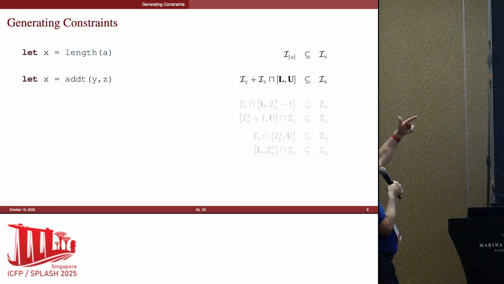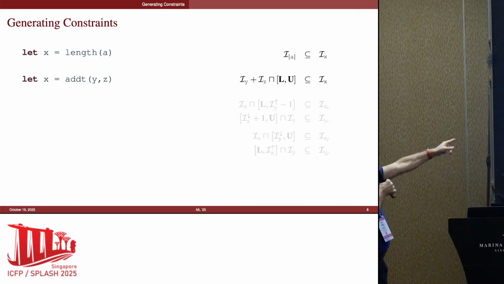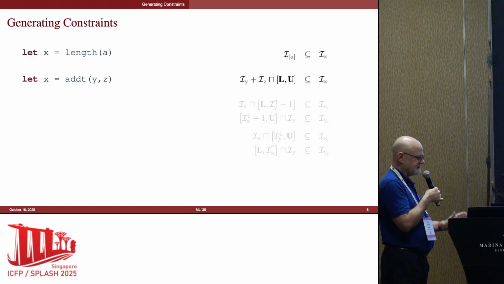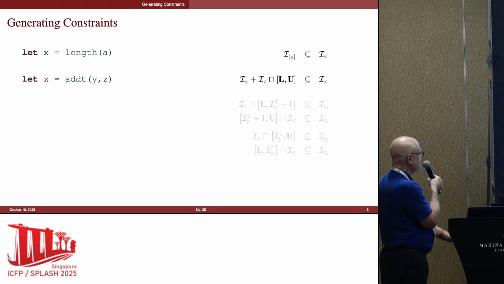But if this instruction completes and x gets a value, we know it's going to be in the LU range, and so that's why we have the intersection with LU. So either this instruction fails if the addition of y and z is out of range, or else it succeeds, and if it succeeds, it's going to be in the LU interval. But hopefully we'll have better information than that.